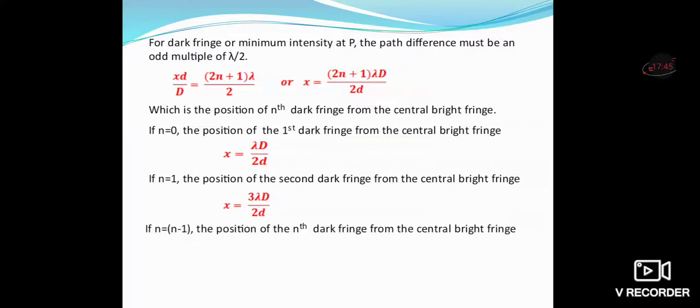Then if n is equal to n minus 1, it is the position for the nth dark fringe from the central bright. Therefore, for the nth dark fringe, wherever n is there, just substitute it as n minus 1. So, xn is equal to 2 times (n minus 1) plus 1, into lambda D divided by 2d. Therefore, our xn becomes (2n minus 1) into lambda D divided by 2d. So, this is for the nth dark fringe.